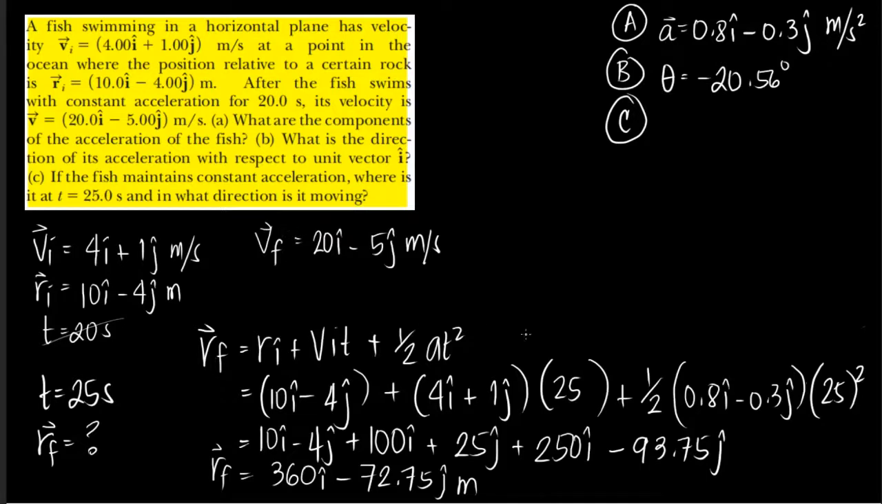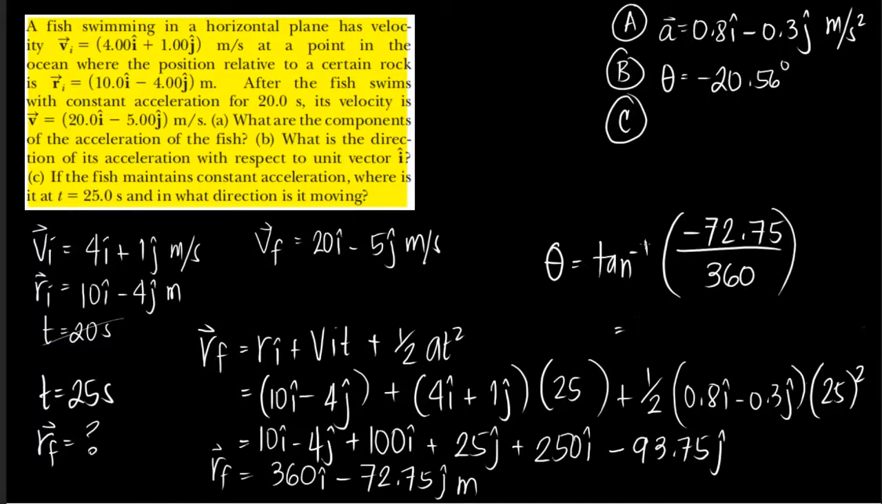But the question is the direction. So in this case guys, when we talk about direction, it is theta now. So arctan, the y goes on top, so 72.75 negative. The x goes at the bottom. So, using our calculators, arctan of negative 72.75 over 360. It's negative 11.42 degrees. So, theta is negative 11.42 degrees.